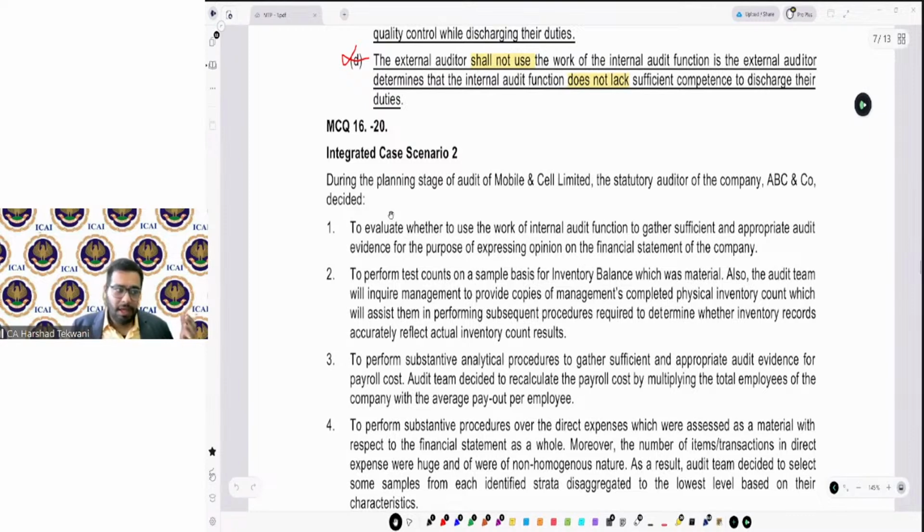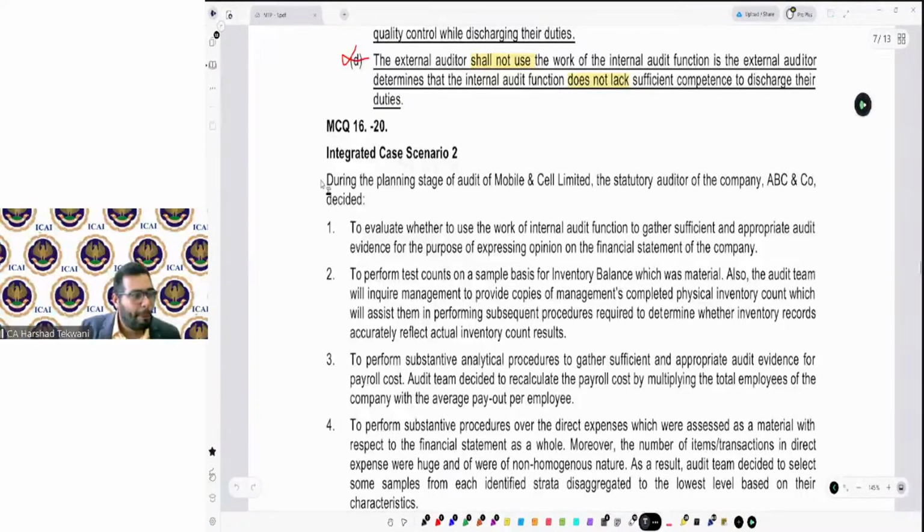We'll start with the integrated case scenarios. In the last lecture also we took one integrated case scenario and discussed in detail how to solve it. Again, over here we'll take another integrated case scenario, and see how to solve it within the given time frame, and what things we need to take care of while solving these integrated case scenarios.